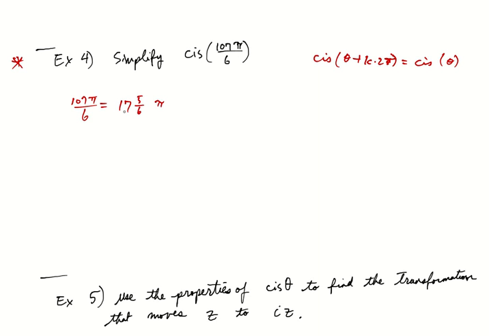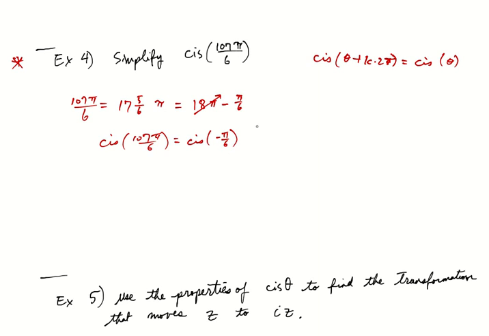Now I want this number to be an even number, because if it's even, I can divide by 2 and get rid of all the multiples. So I'm going to rewrite this as 18 pi minus pi over 6, minus 1/6. Now I can get rid of the 18 pi because it is divisible by 2 pi. So cis of 107 pi over 6 is the same as cis of minus pi over 6.